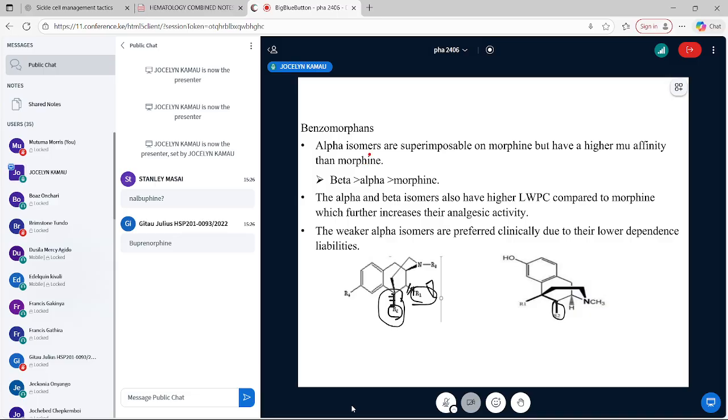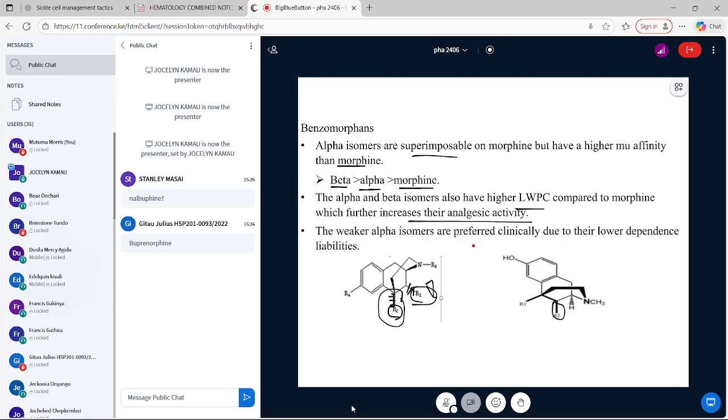Alpha isomers are superimposable on morphine, but have a higher mu affinity than morphine. And we can say, therefore, in conclusion, beta isomers have higher analgesic activity than the alpha ones, which are almost equipotent with morphine. The alpha and beta isomers also have a high lipid water partition coefficient compared to morphine. If you look at them, you remove the hydroxyl group, you have removed the ether linkage. Although you have removed the beta link, it seems they still have a higher lipid water partition coefficient compared to morphine, which further increases their analgesic activity.